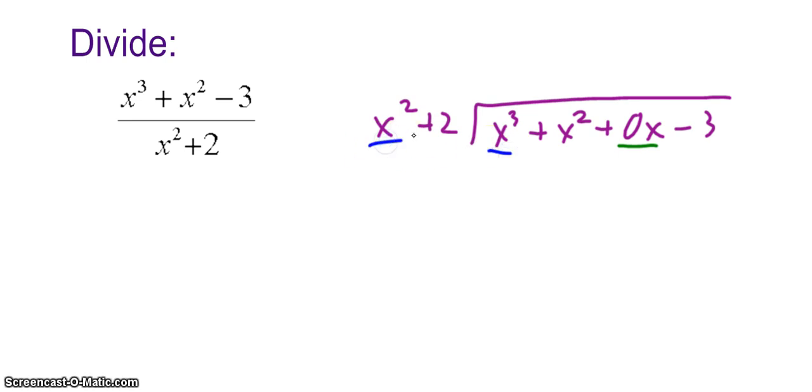X cubed divided by x squared is x. I like to keep my columns straight, so that's why I wrote x above the x column. You can really write it wherever you want up here. It is important that below the division bar we keep all of the columns straight though. So x cubed divided by x squared is x. Great. Now I multiply.